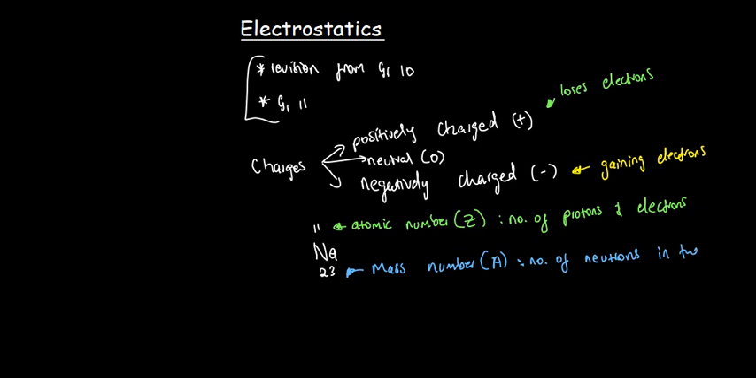In simple terms, this means sodium is going to have 11 protons. How many electrons does it have? It's also going to have 11 electrons. So this number here, you can think of it as a number that represents protons and also represents electrons in the atom.